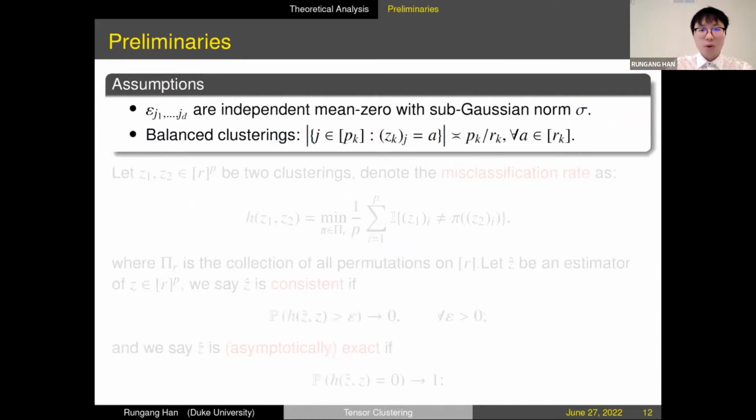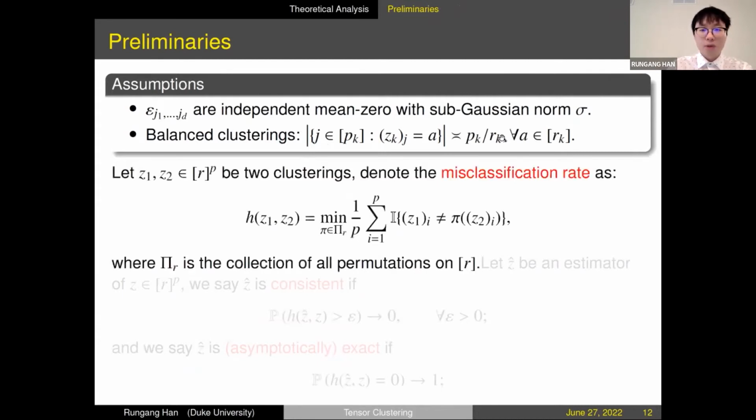In the rest of the talk, I will focus on the theory of the model and our method. To start with, I would like to introduce some preliminaries. Our assumptions are very simple. We just assume that our noise are independent, mean zero, sub-Gaussian with sub-Gaussian norm sigma. We also consider a simple case where each mode has balanced clustering in this sense. And we introduce the following misclassification rate: given Z1 and Z2, we calculate the misclassification rate up to the permutation of the clustering.